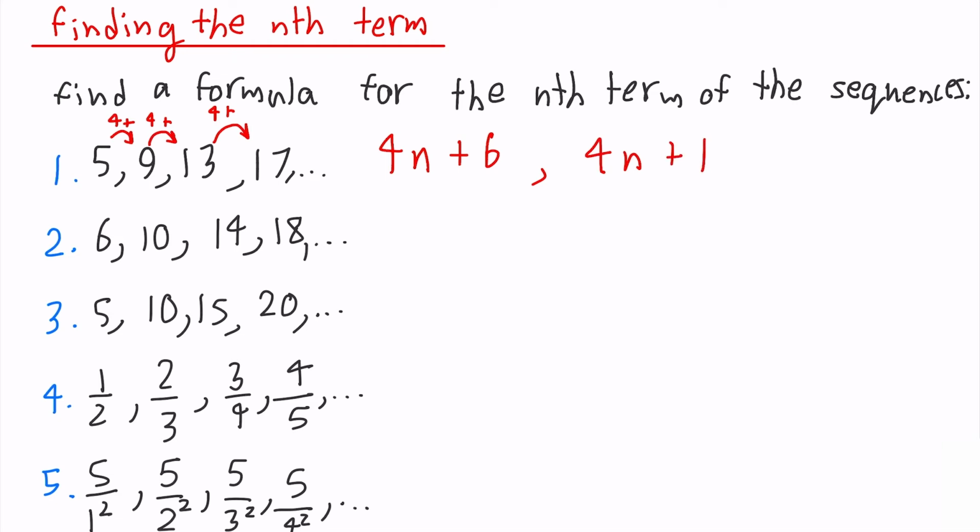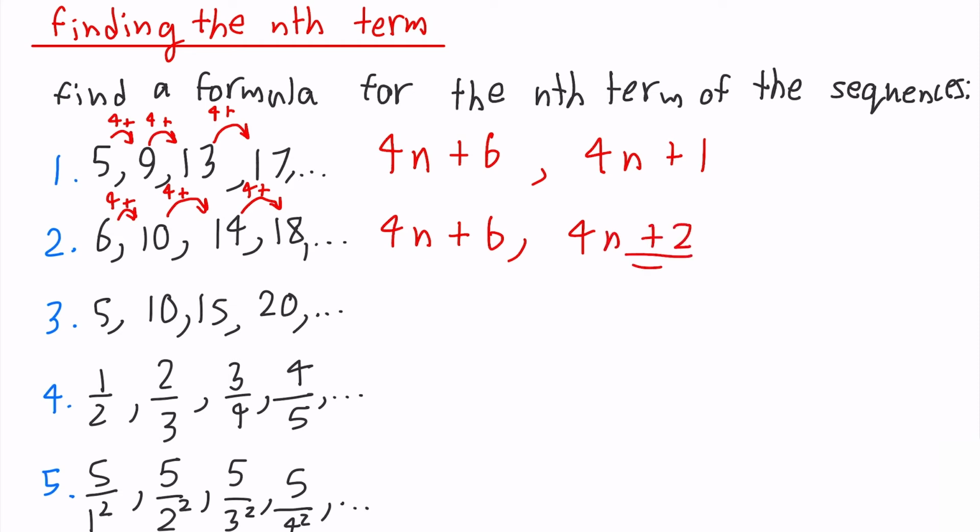Okay, what about the second one? Here we need to add 4, add 4, add 4. So it's going to be 4n plus b. How much do we need to add or subtract to get 6 from 4? We need to add 2. So it's going to be 4n plus 2.